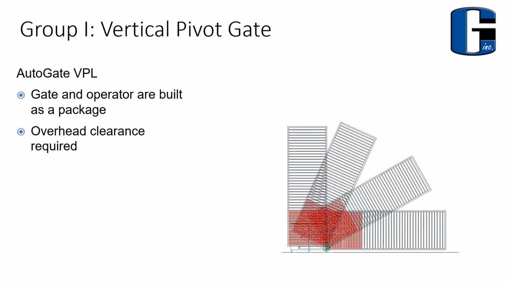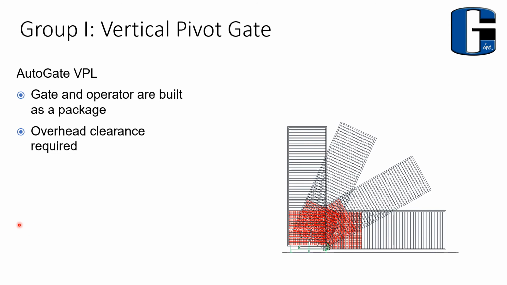Vertical pivot gates. So not to be confused with a vertical lift gate. Even though it looks like it lifts the gate up, it's actually pivoting the gate. So you can see in this illustration here, the gate is in the down position, and as the gate is rotated up, it's pivoting on a center point here, and it lifts the entire gate panel out of the way.